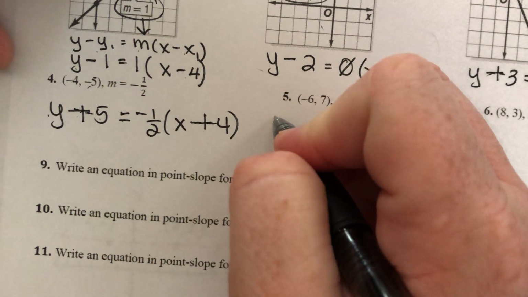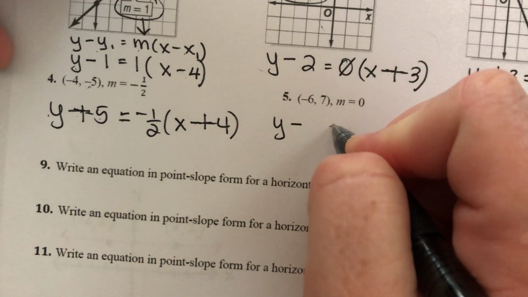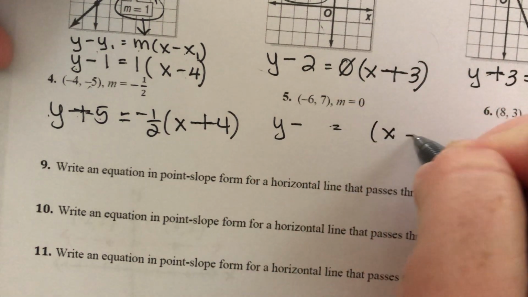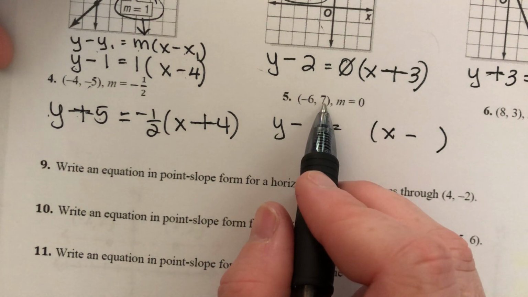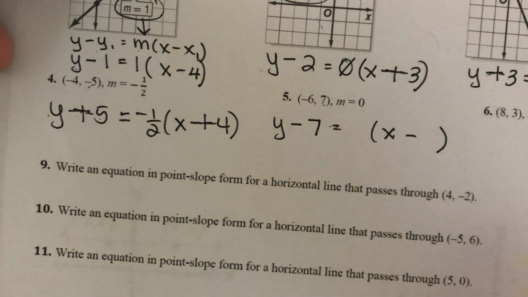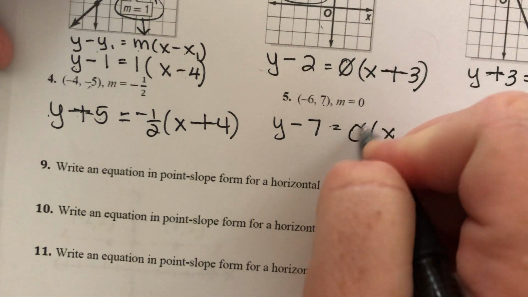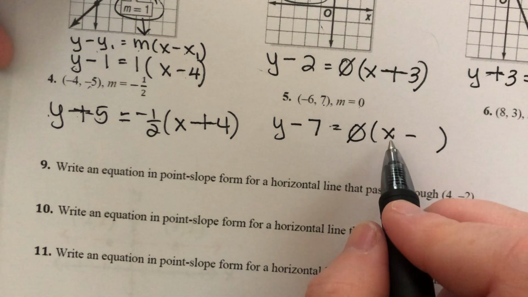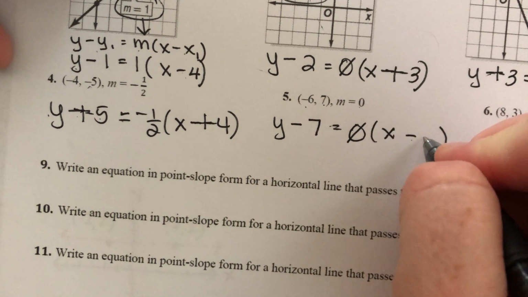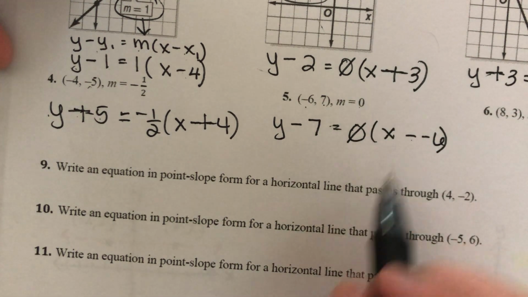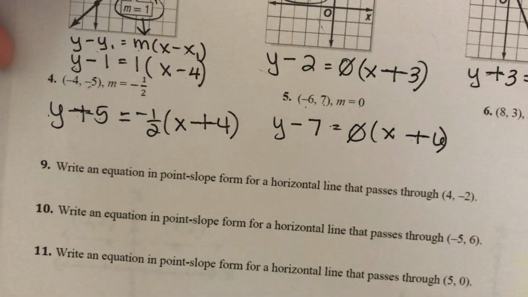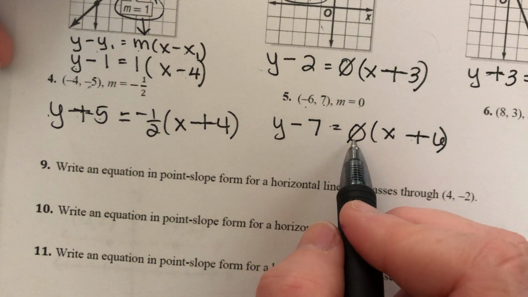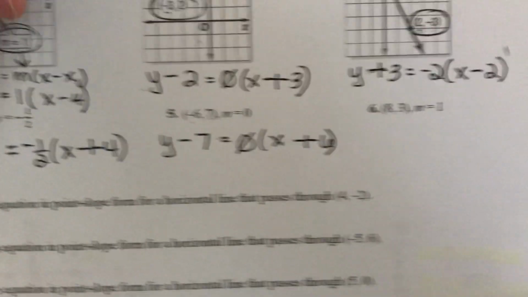Okay, here, y minus something equals m times x minus something. Y minus my y value is 7 equals m is 0 here, times x minus my x value, which is negative 6. And of course, I change a minus and negative to a plus. So y minus 7 equals 0 times x plus 6.